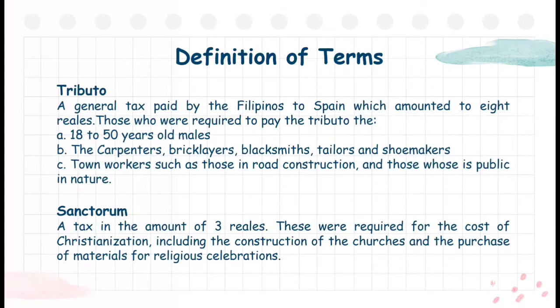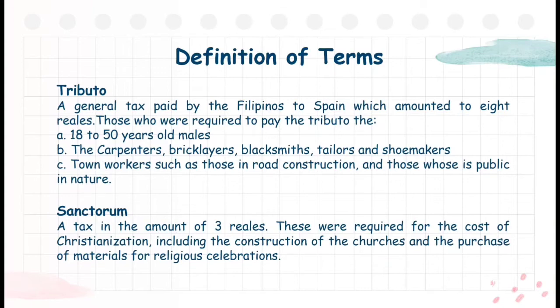Those who were required to pay the tributo are: A, the 18 to 50 years old male individuals. B, the carpenters, the bricklayers, the blacksmiths, the tailors, and the shoemakers. And C, the town workers such as those in road construction and those who are public in nature.